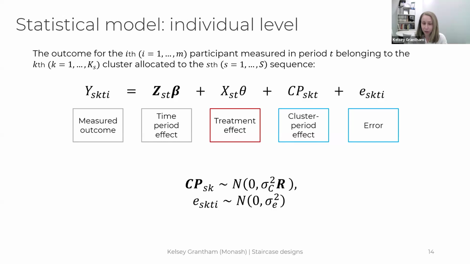And there are several possible structures that we might assume for the relationship between cluster periods, which induces a particular within-cluster correlation structure. And this correlation structure encodes information on the similarity between outcomes within a cluster. In this talk, I'll focus on just one structure, which is sometimes referred to as the block exchangeable or constant between period correlation structure.